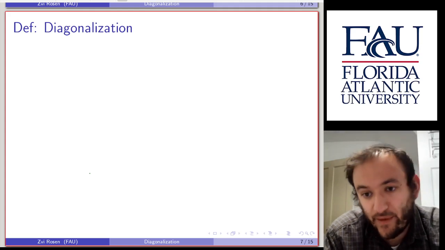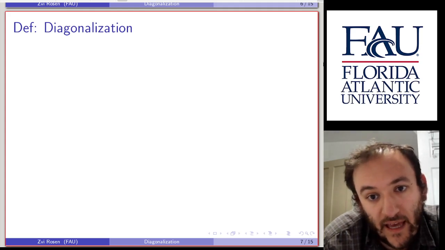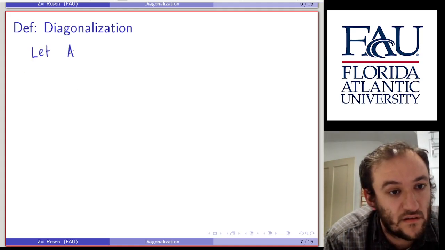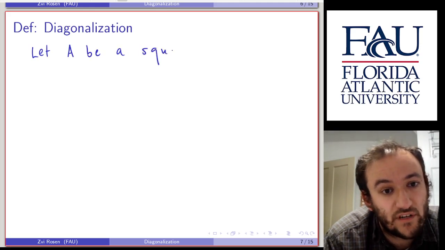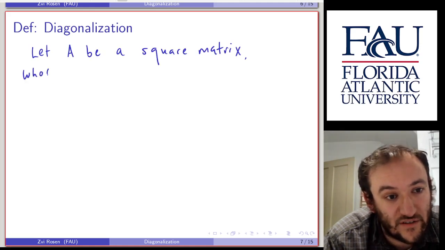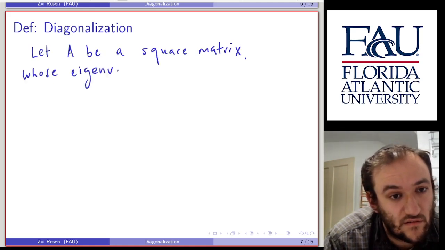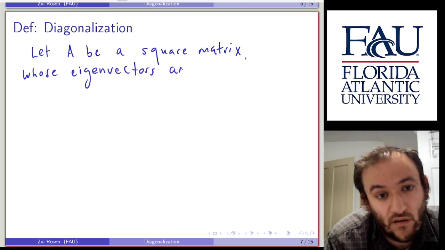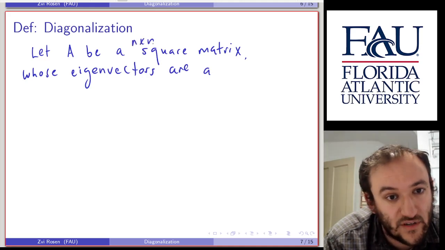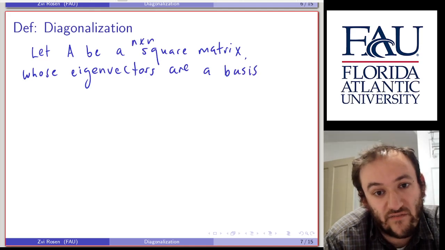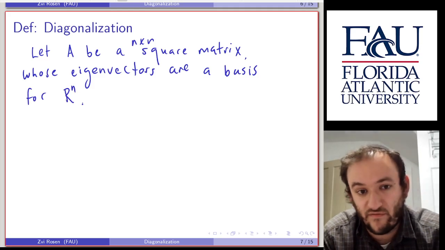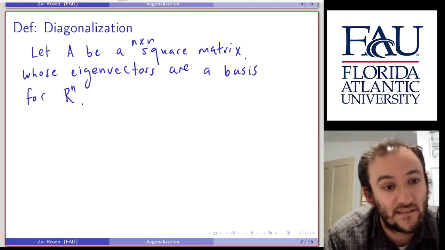Cool. So now we get to diagonalization. And diagonalization takes a square matrix A whose eigenvectors are a basis for the vector space. So let's say it's an n by n square matrix, then its eigenvectors are a basis for Rn. And you have to be a little careful about that, because if you don't have a basis, then you're not going to be able to diagonalize.